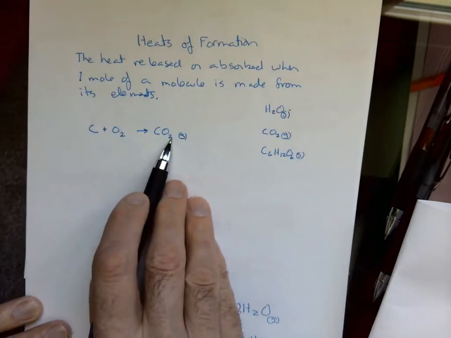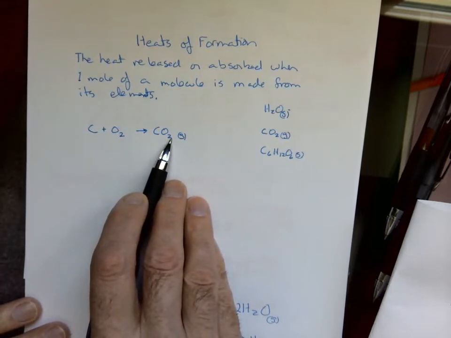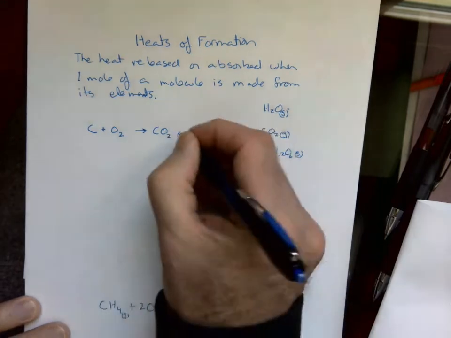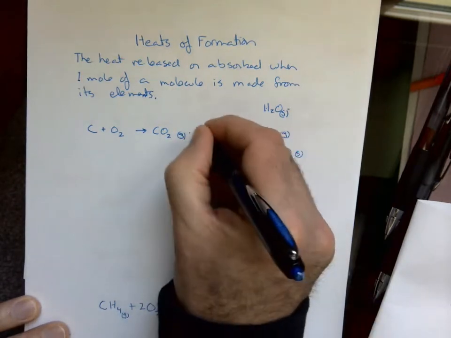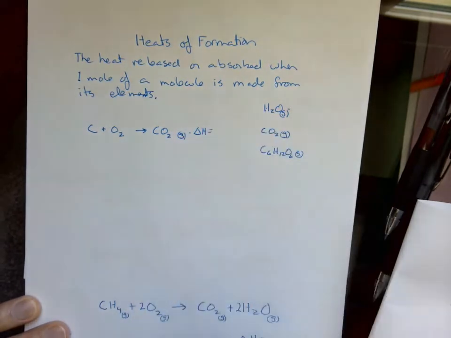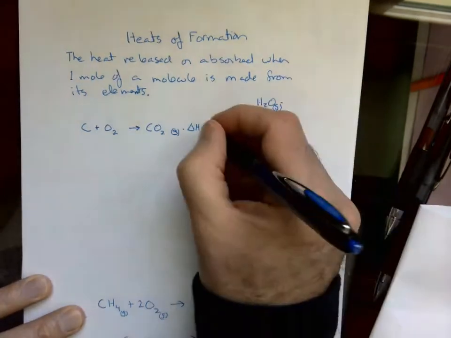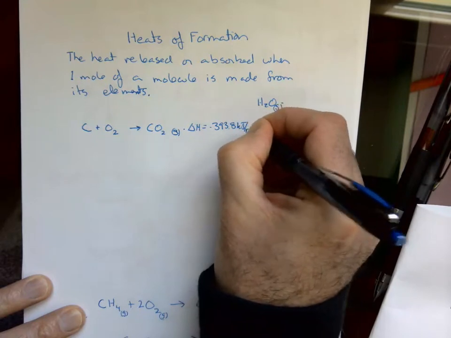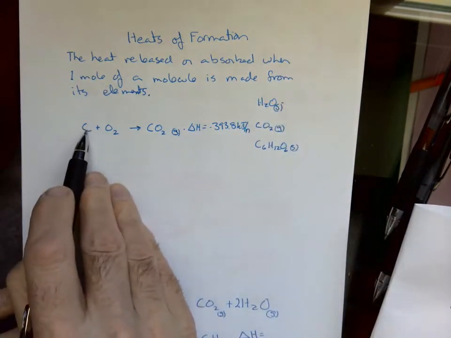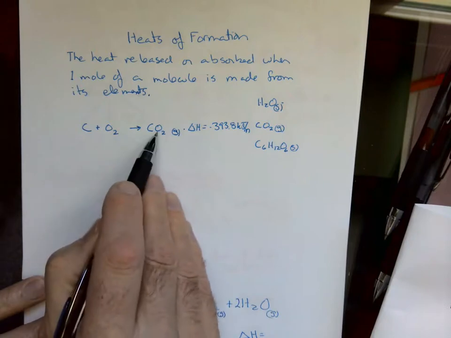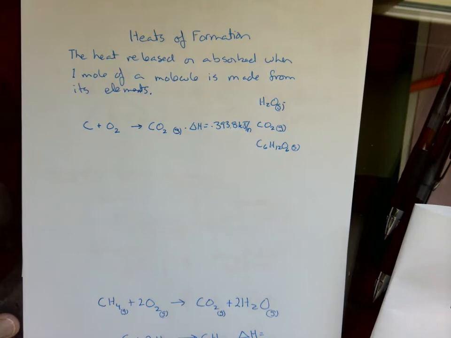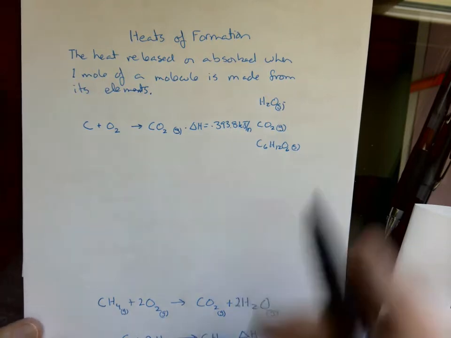Then you go into your exam package, you look up heats of formation, and you will see a chart, and then there's carbon dioxide gas. Every state will have a different heat. And when you look that up, the delta H for CO2 gas is negative 393.8 kilojoules per mole. In other words, if we react 1 mole of carbon with 1 mole of O2 and it makes CO2 gas, we will release that much energy when the molecule is being formed.